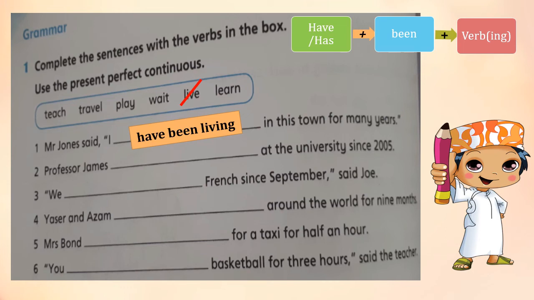Number 2. Professor James, blank, at the university since 2005. Which verb? Teach, travel, play, wait or learn? Great! Teach. Now, put teach in the present perfect continuous. Look at the subject. Professor James. Take have or has. Great. Has. Yes. Been. Very good. And teaching. Excellent. Professor James has been teaching at the university since 2005.